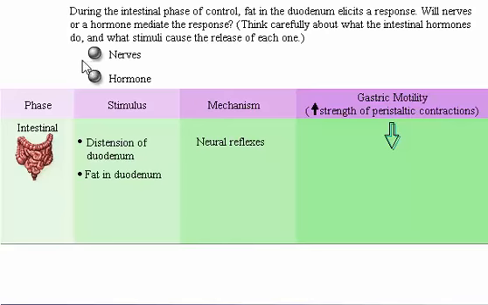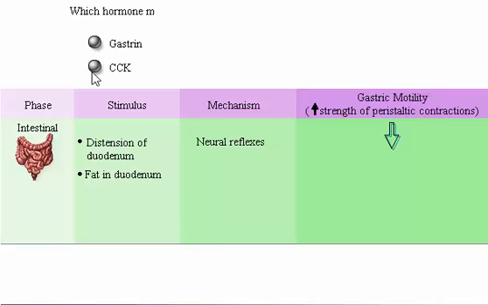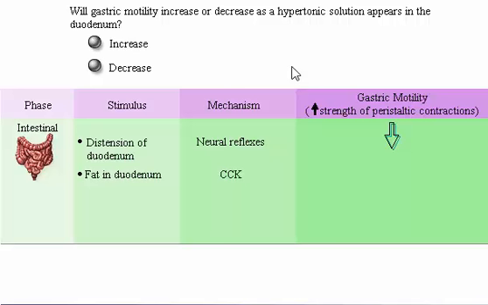During the intestinal phase of control, fat in the duodenum elicits a response. Will nerves or a hormone mediate the response? Think carefully about what the intestinal hormones do and what stimuli cause the release of each one. Which hormone mediates this response? Will gastric motility increase or decrease as fat appears in the duodenum?